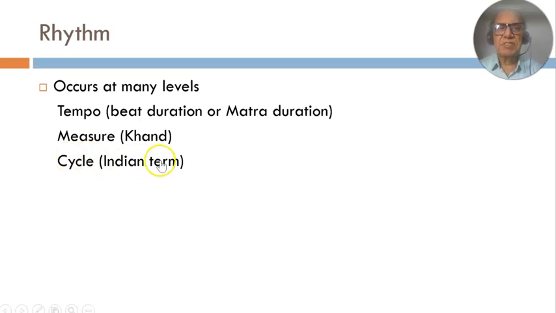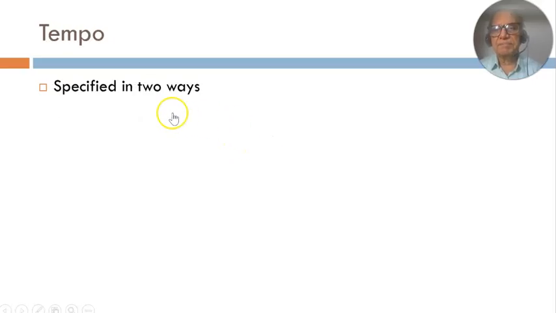Then it occurs at the cycle level. Cycle is a concept which is present in the rhythms of Indian music, although Westerners do not use the cycle term much. Then the rhythm also occurs at phrase level. So these are the various levels at which the rhythm will occur, and we are going to study them one by one. So let us start with tempo.